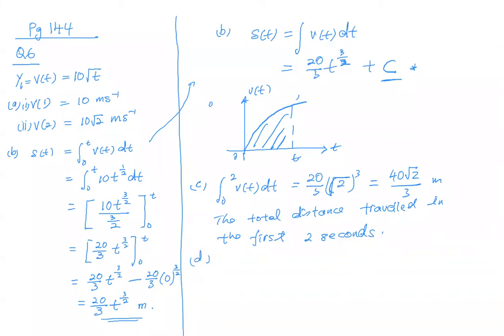Okay, in order to perform his stunt, the motorcyclist needs to be traveling at 20 meters per second or faster when he reaches the ramp. How long will it take to reach the speed of 20 meters per second? So first part, 20 equals 10 root t. Am I right? So cancel off, 4 equals t. So you need to run 4 seconds.